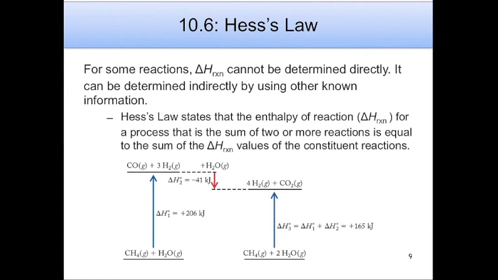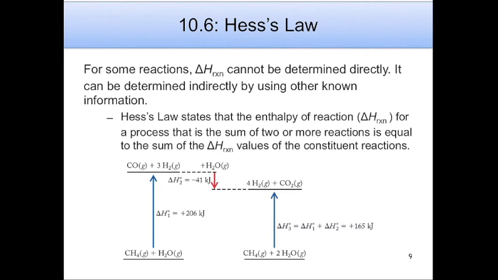Okay, so delta H is not always easy to determine experimentally, and one of the main reasons for that is that some reactions, when we mix two reactants together, may result in more than one product. If we're trying to figure out the delta H of one of those products, it's going to be difficult if we can't isolate each of those products individually.